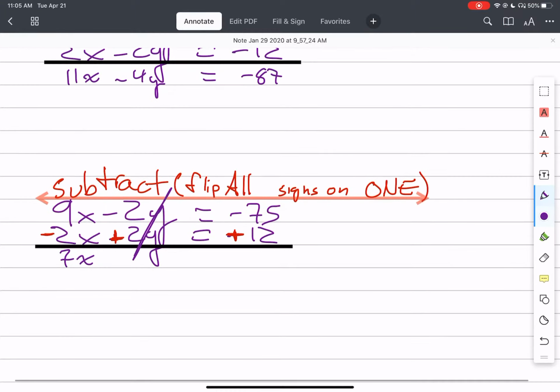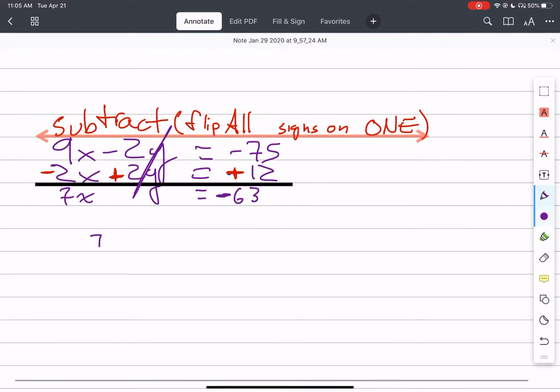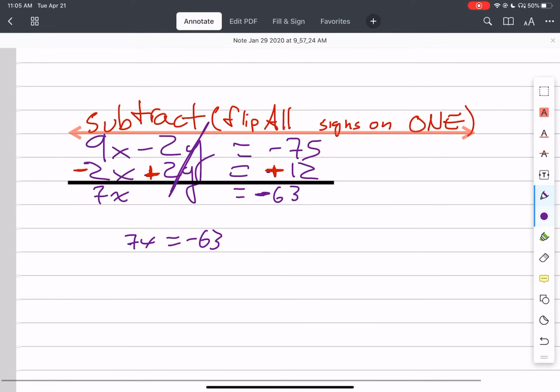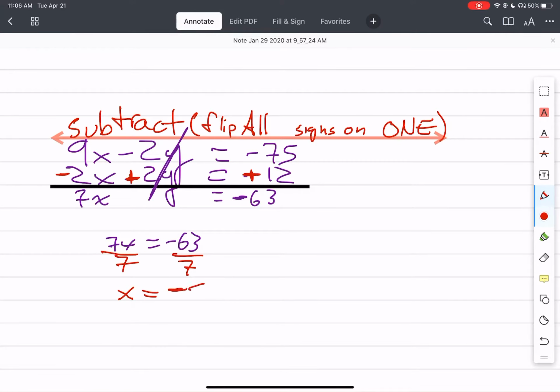And then negative 75 plus 12, or in other words, 12 minus 75, so that's going to equal negative 63. Since y's have eliminated, I can now solve 7x. I can solve this for x by simply dividing both sides by x's coefficient of 7. So divide by 7, divide by 7, x equals 63 divided by 7 is 9. So negative 63 divided by 7 is negative 9.